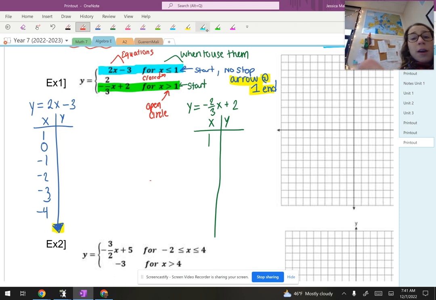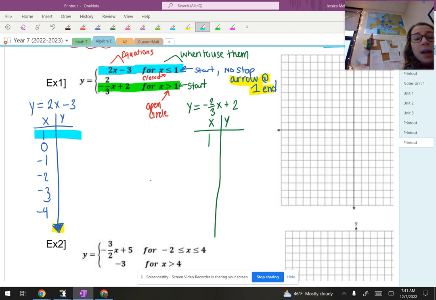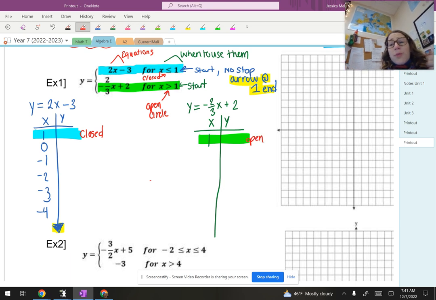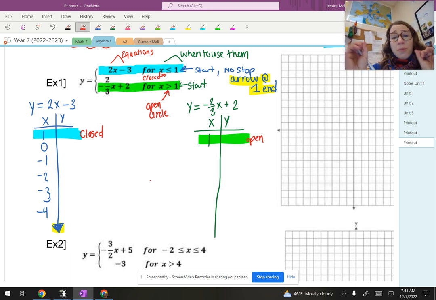So that means, and I always like to highlight these, at my blue equation, this is going to be a closed circle, and so will everything else. And then at this green equation, I wanted the green highlight. Got to keep it consistent. This is actually going to be an open circle here. I always like to make those notes because I'm less likely to forget it if I can see it right in the table.